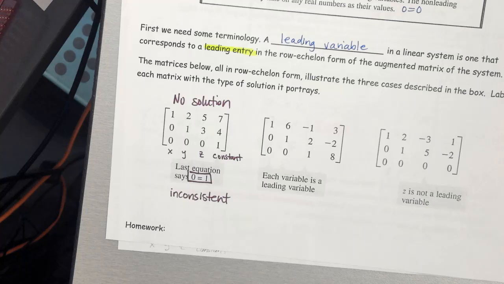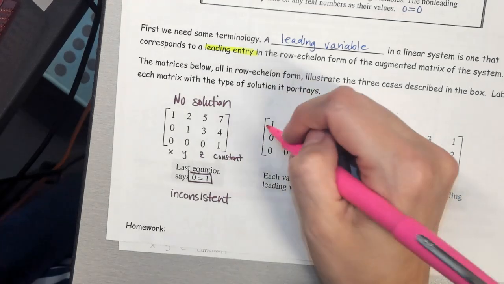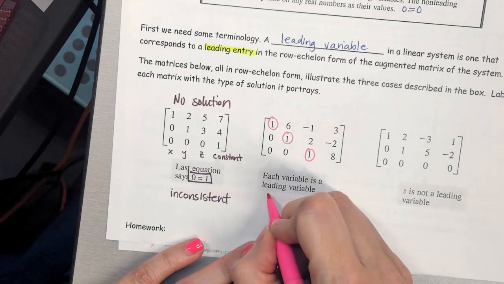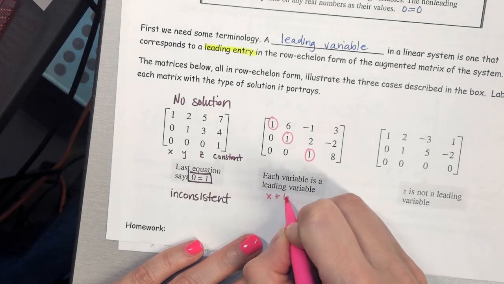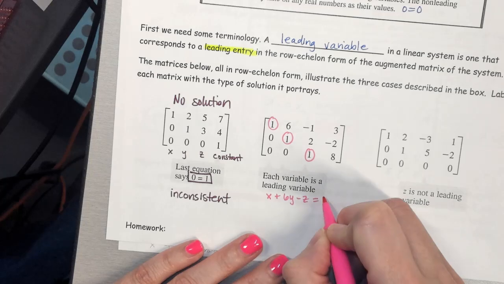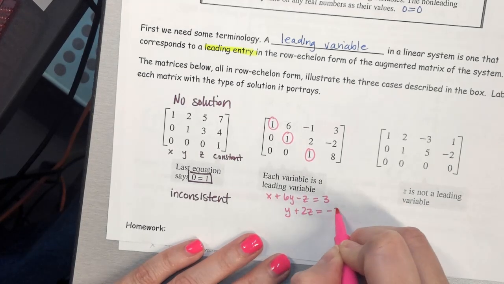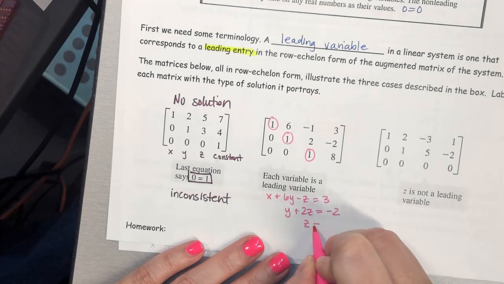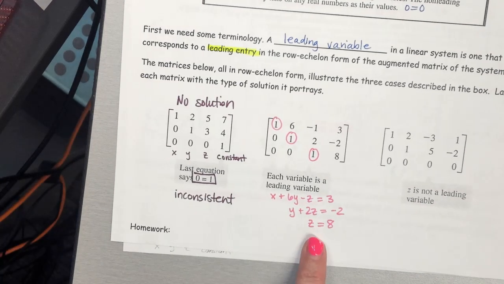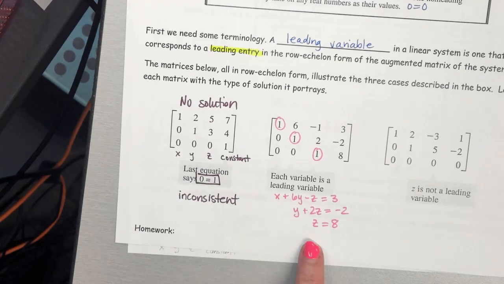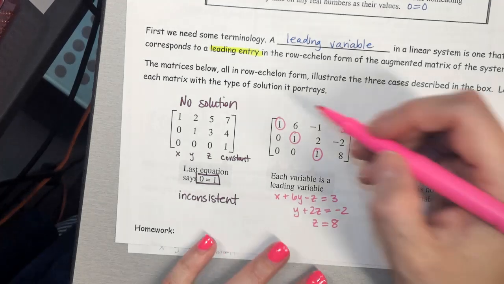Okay, and then for this one, each variable has a leading variable here. So this is what we've been doing. The x plus 6y minus z equals 3. The y plus 2z equals negative 2. And then z equals 8. See how we can solve this with back substitution here? Okay, so then that means there's how many solutions? 1.